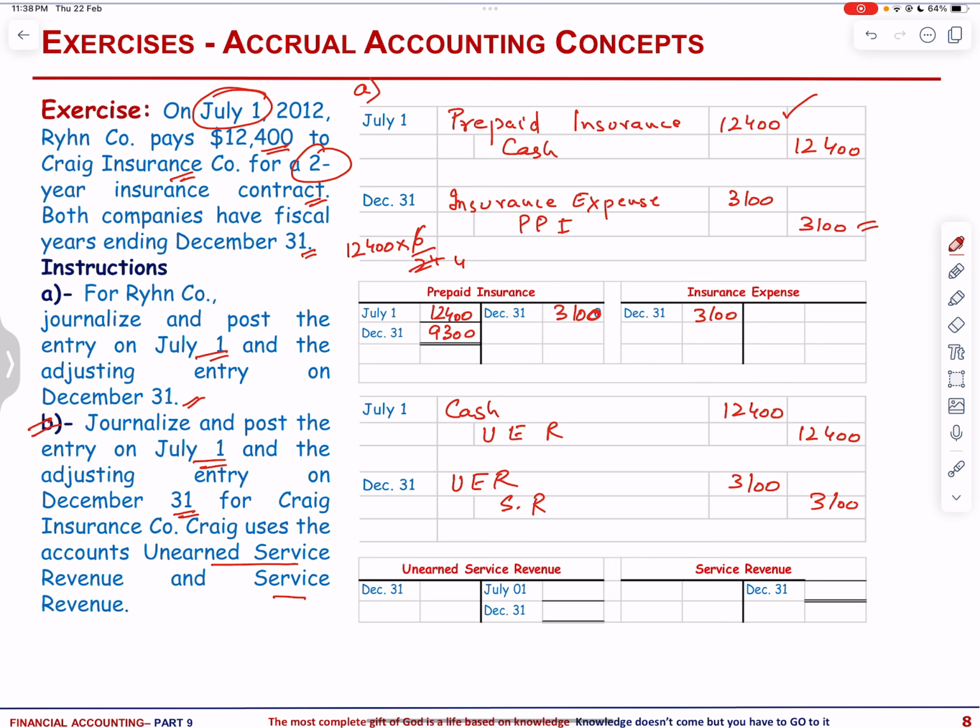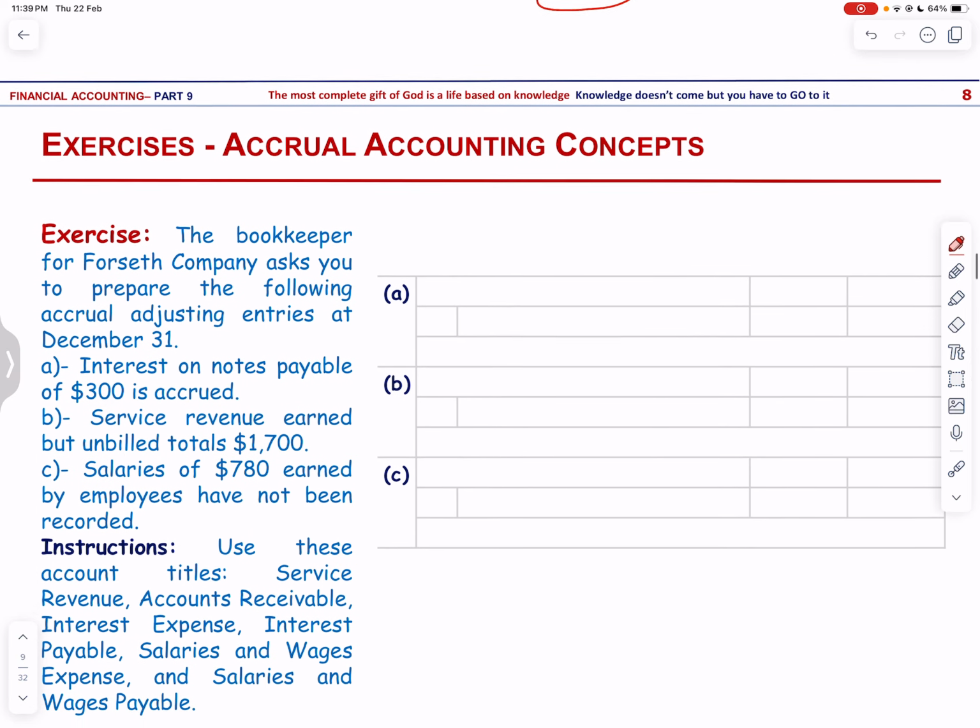So unearned service revenue, we will put in the T account. We have unearned service revenue is credit by 12,400, and now it is debit by 3,100. Service revenue is credit by 3,100. So now we have a balance of 9,300 for Craig Company. Okay, let us move on to the next exercise.